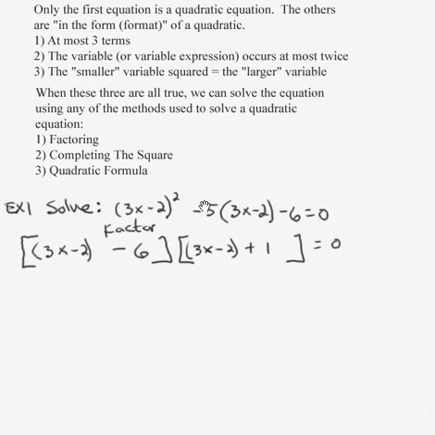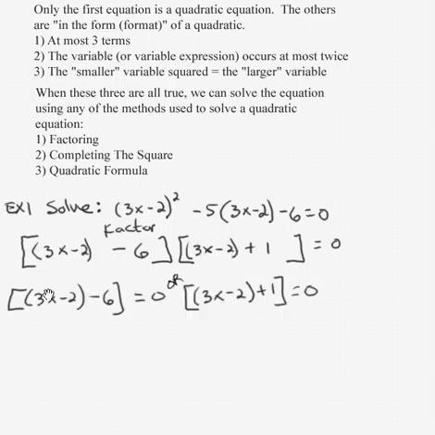So for some of you, you might want to do a substitution. Some of you, this might be a little complicated. You might just want to start out with p squared minus 5p minus 6, factor that, and then when you're done, replace the p with the 3x minus 2. But in this case, now, we're going to look for our 2 solutions. So we're going to set each factor equal to 0 according to the zero product property and solve.